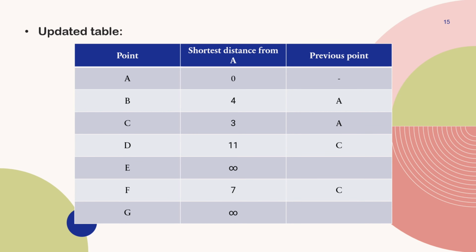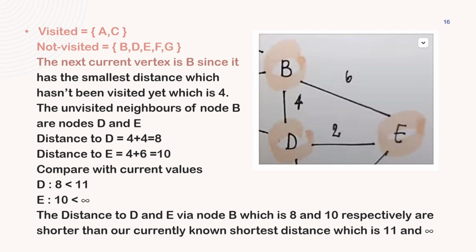Visited is A, C and not visited is B, D, E, F, G. The next current vertex is B since it has the smallest distance which hasn't been visited yet, which is 4. The unvisited neighbors of node B are nodes D and E. Distance to D is 8 and distance to E is 10. Compare with current values. The distances to D and E via node B, which are 8 and 10 respectively, are shorter than our currently known shortest distance, which is 11 and infinity. This is the updated table.